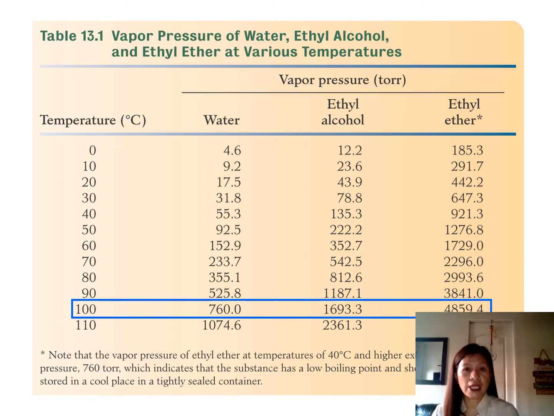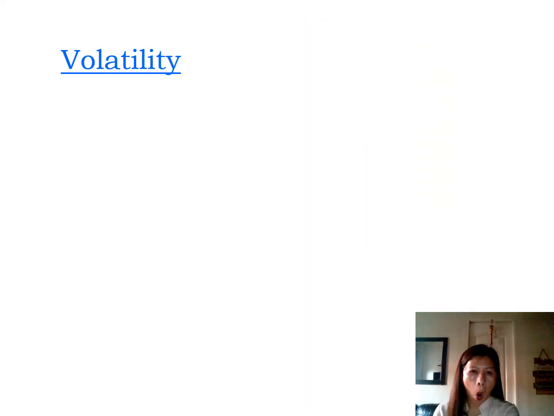So, among the three, water, ethyl alcohol, and ethyl ether, strongest ang IMF in water, and therefore, it requires highest amount of energy to boil. Ethyl ether requires the smallest amount of energy to reach the atmospheric pressure and boil. So, weakest attraction in ethyl ether, strongest attraction in water. So, highest boiling point for water, lowest boiling point for ethyl ether.